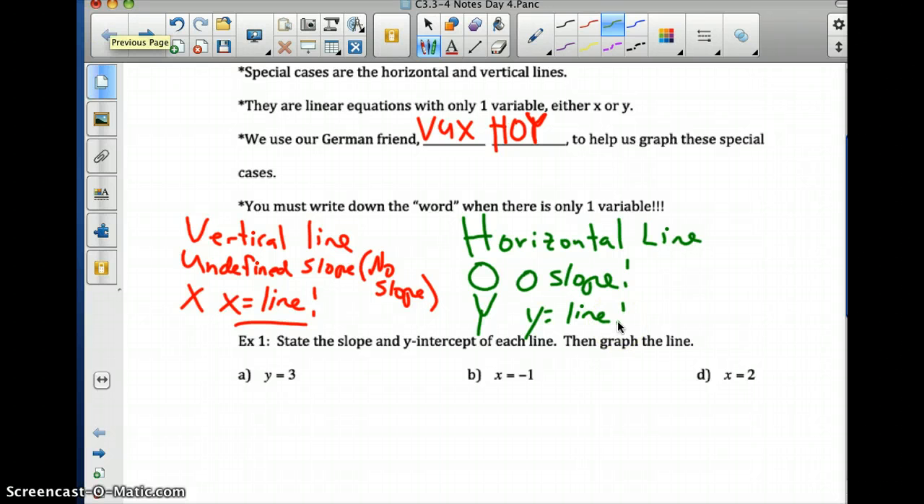So all of our special cases are either going to be Vux or they're going to be Hoy. You've got to jot that word down. Three letters for the special cases. Now, watch how we put all this stuff together.